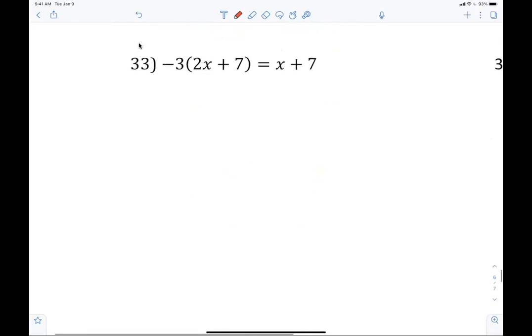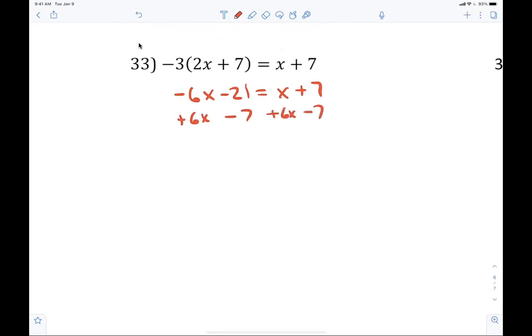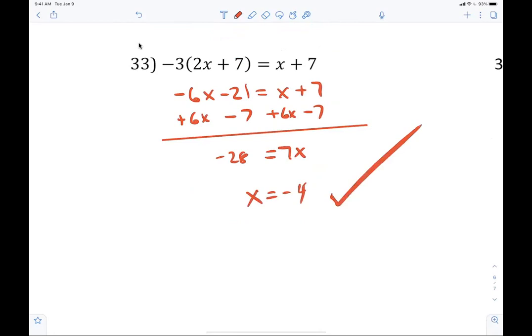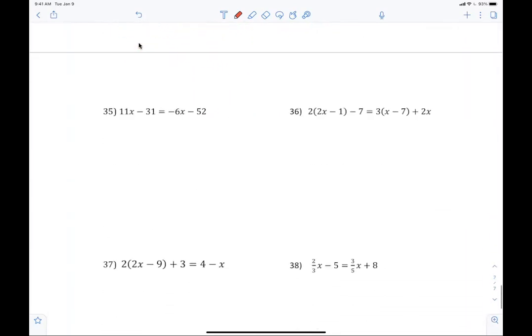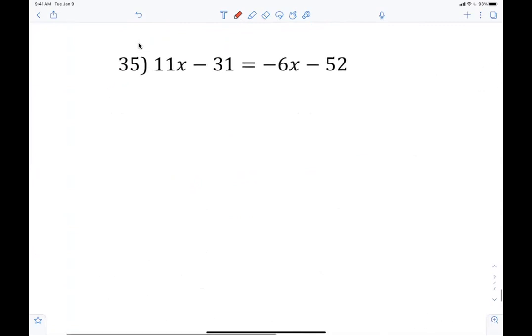33, distributing the negative. Negative 6x minus 21 equals x plus 7. Add 6x, minus 7. 7x equals negative 28. So x equals negative 4. Good? That's why we did lots of problems, lots of practice. All right, here we go. 35. Add 6x. Add 6x.